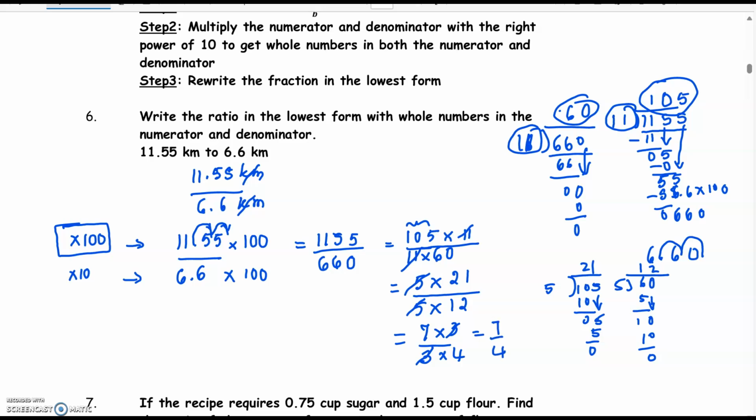So what are we saying here? We're saying that 11.55 to 6.6, that's what we started with. And after simplification, we can show that it's equal to the whole number ratio 7 to 4. And how did we get the whole numbers? By multiplying with the higher power of 10. We needed to multiply the numerator with 100 to get rid of the decimal point, and the denominator just needed a 10. So we went with the higher number, so that way we get rid of the decimal point in both the numerator and the denominator.